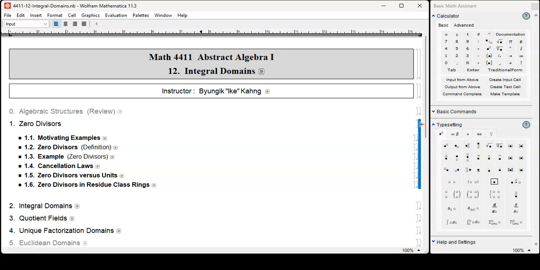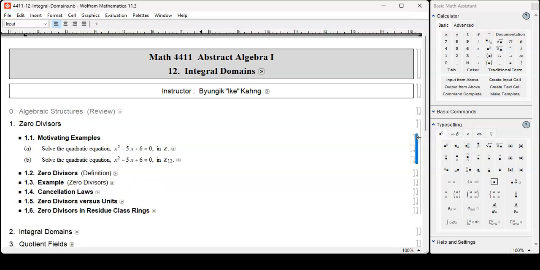Let's study that. What do you mean by zero divisor? And what do you mean by there's no zero divisor? Let's begin with a motivating example. Here's a quadratic equation in Z. Yes, I can consider this equation in Q or R or even C, but in this case it's going to be okay. It turns out we only have integer solutions.